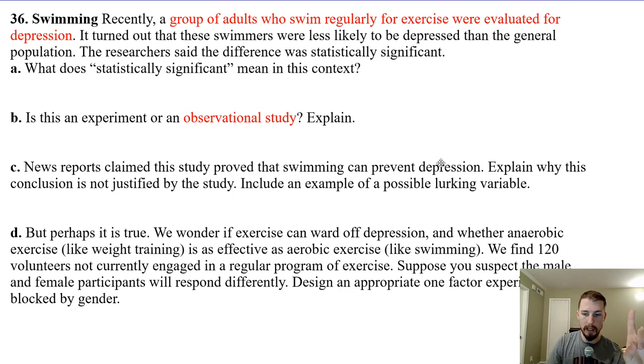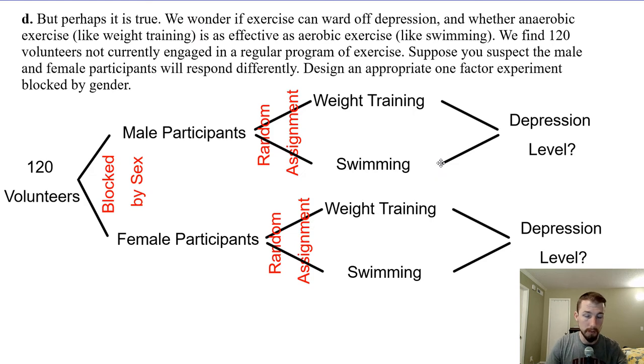You got one factor, which is going to be the exercise type, and 2 levels. Okay, so you're going to have swimming and weight training, or anaerobic and aerobic. And then blocked by gender, meaning we're going to run 2 parallel blocked experiments where we do the same experiment with the males as we do with the females. That way, if there was a significant difference between how the females responded to it versus the males or whatever, then we would see that separately, and we can remove variation in that difference between male and female, which is actually a good idea. So we want to start out with 120.